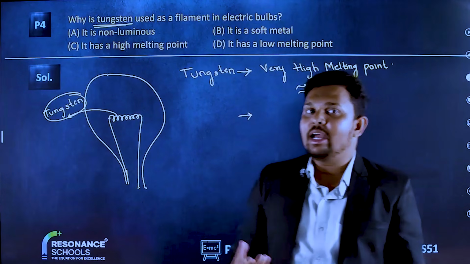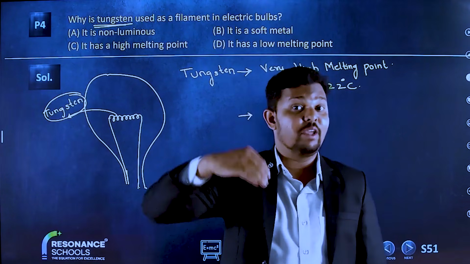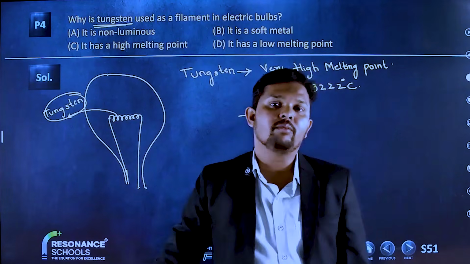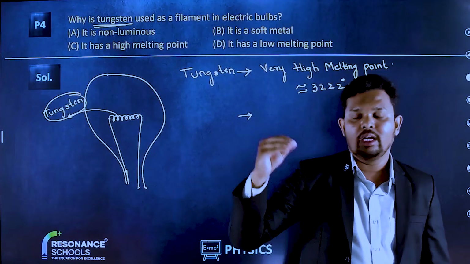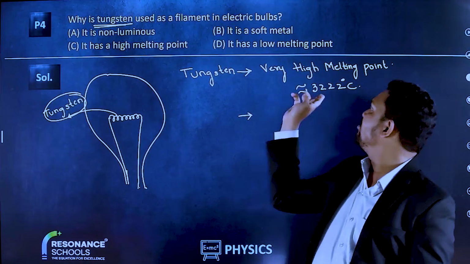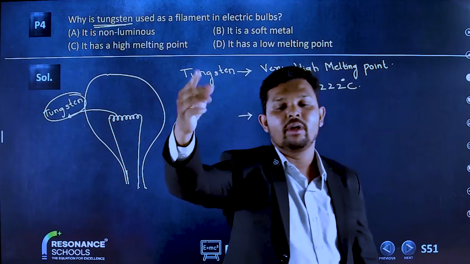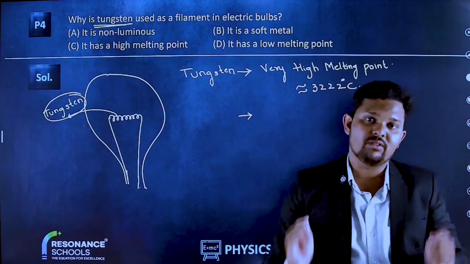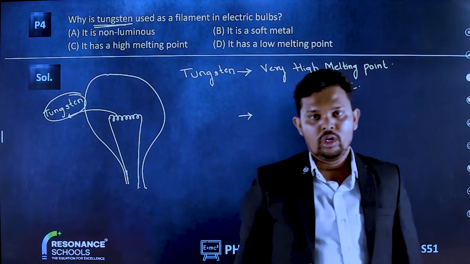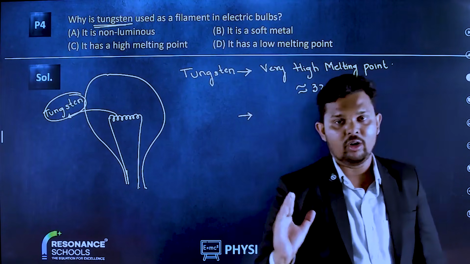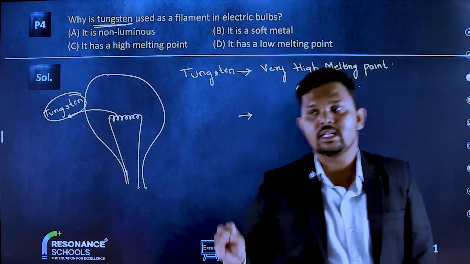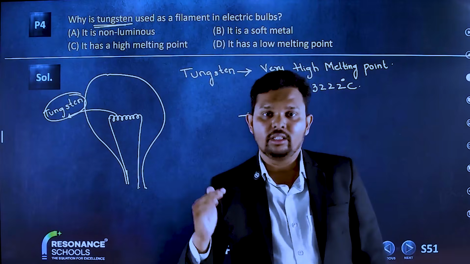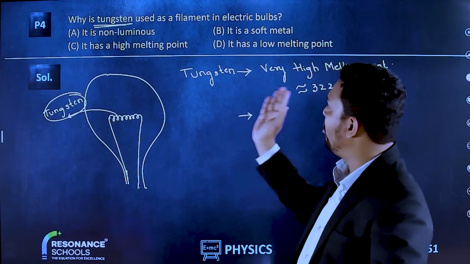Like any element, if you heat it, the vapors will come out, but for a filament the vapors will not come out at any cost. If you provide this much temperature, the vapors might come out, but they will be very low. In all those circumstances, we cannot reach that much temperature. So that's why this bulb filament is made up of tungsten.